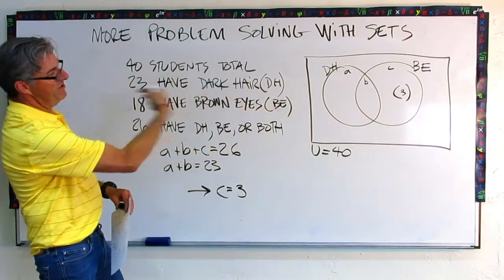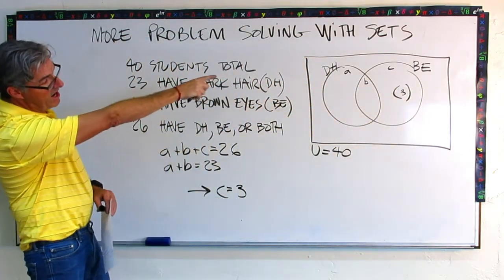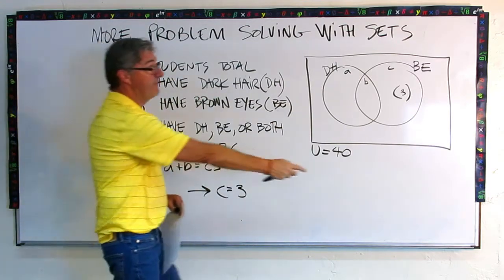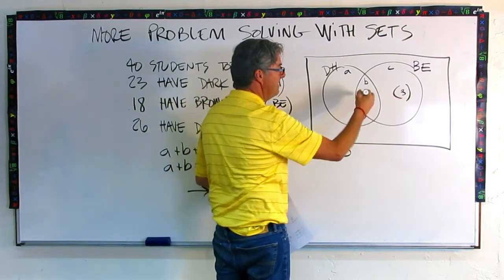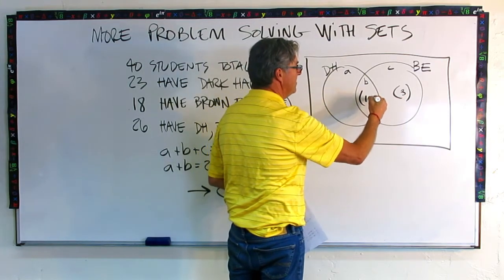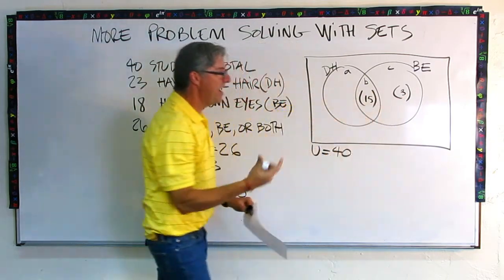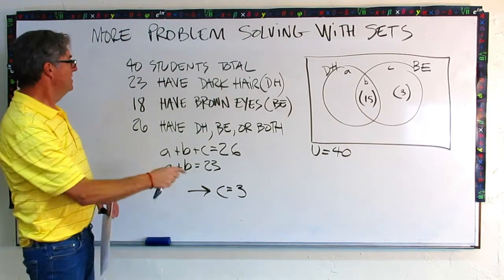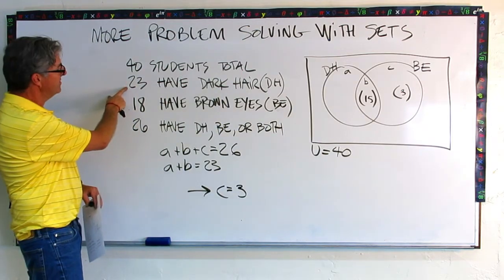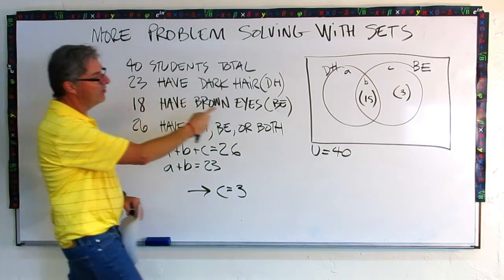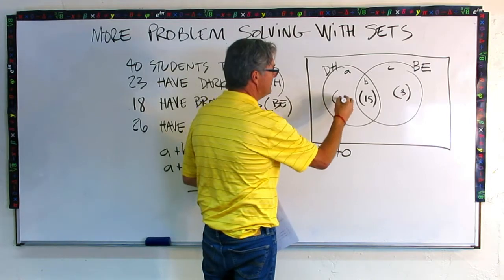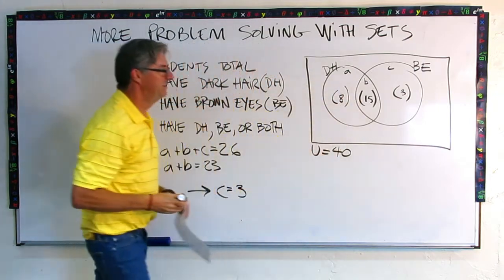Now we can work this way across the Venn. Brown eyes is 18. So if I have 3 in this area, that means I have to have 15 right there, because that makes the brown eye circle total to 18. Now we can use that same reasoning to figure out the rest of the dark hair circle. We have 23 total in the whole circle. 15 are already there, so that leaves 8 for there.